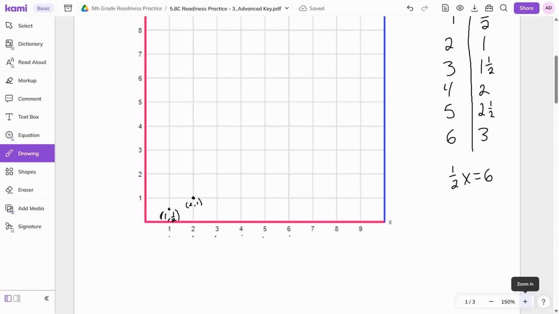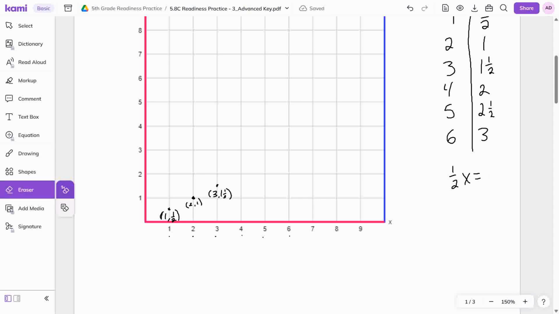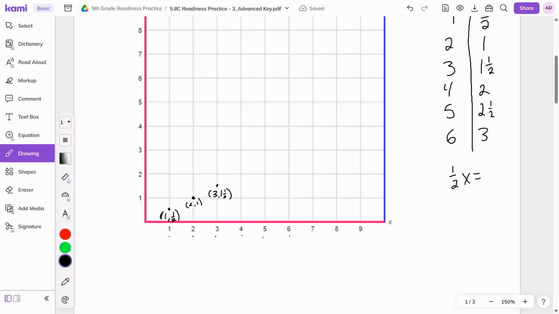Now 3, 1.5. So I have to make sure that my y value is right in between the 1 and the 2 on the y-axis. So that's going to be 3, 1.5. And we're noticing the pattern that the y value is always going to be half of the x value. So let's fix that. You've probably been looking at that wondering what is going on with that. There we go. Half of the x equals y.